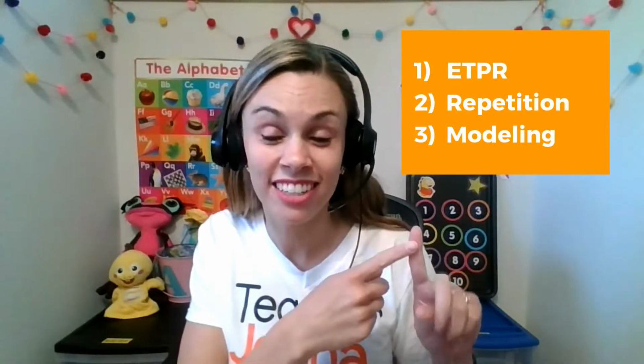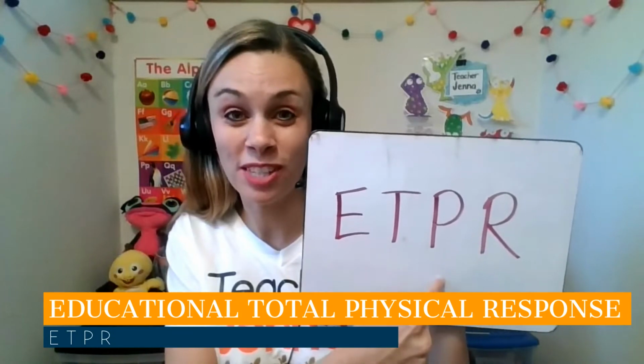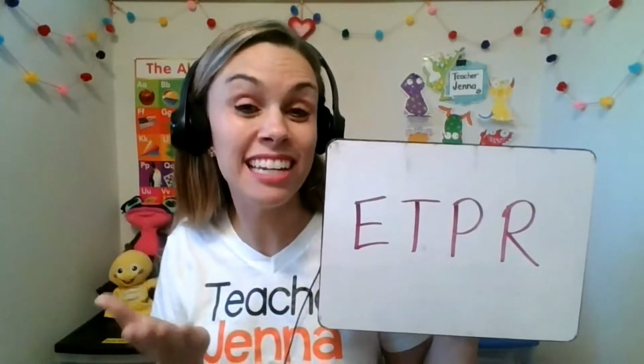First, let's talk about teaching skills you'll want to demonstrate in the classroom: ETPR, repetition, and modeling. What is ETPR? Educational Total Physical Response. Think of this as actions you're using in class to help your student understand the meaning of the vocabulary. Let's practice. Let's pretend the vocabulary word we're using is run. The first thing I'm going to do is use an action to give the student a visual before they hear the word.